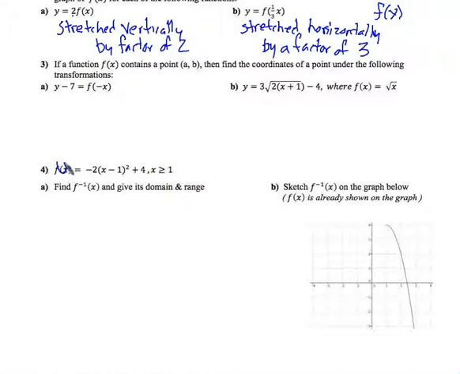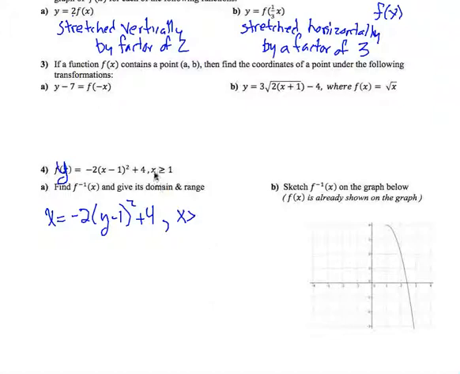This is my y right here. And if I'm going to take the inverse, I'm going to take everything that was a y and make it into an x, make everything that was an x into a y. So the inverse is going to be x equals negative 2 times y minus 1, the quantity squared, plus 4, with a domain of x greater, we're switching all of the x's into y's, and all of the y's into x's.